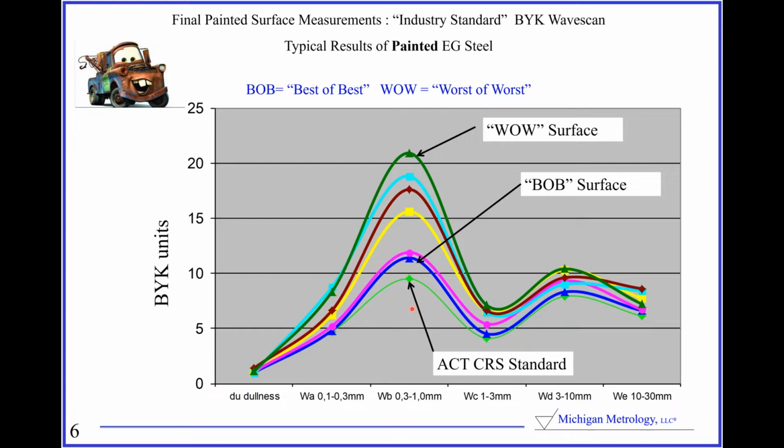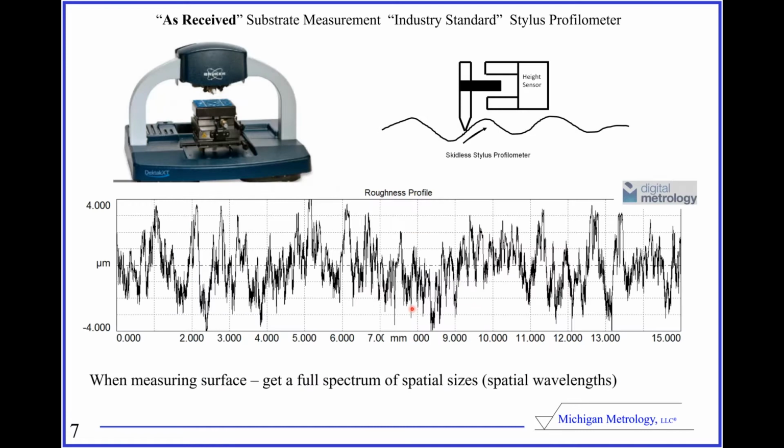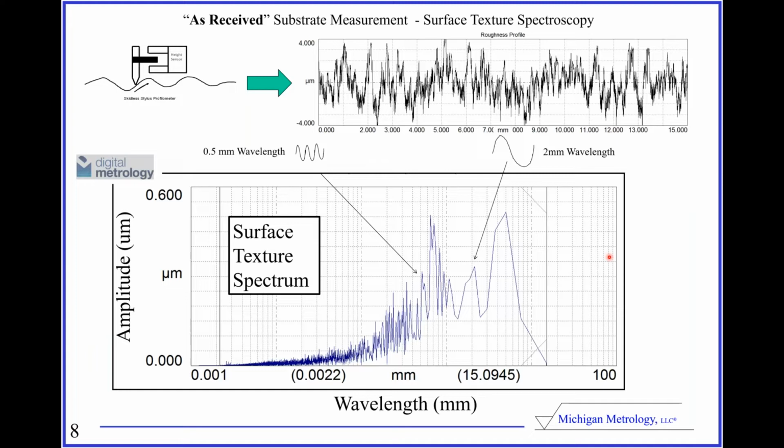If you were to measure a substrate with a standard stylus device, just like one of these Dektaks, and looked at all the spatial wavelengths, we'd get a full spectrum of different spatial wavelengths that make up some general steel surface. This is a trace of about 15 millimeters, and you can see it has an amplitude of about plus or minus 4 micrometers, and there's all kinds of different spatial wavelengths. We've got real long wavelengths and very, very short wavelengths, and all in between. We can look at that in a way using a, if you will, a spectrum analyzer approach.